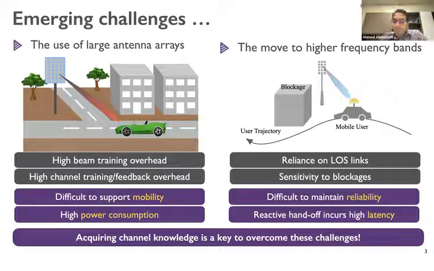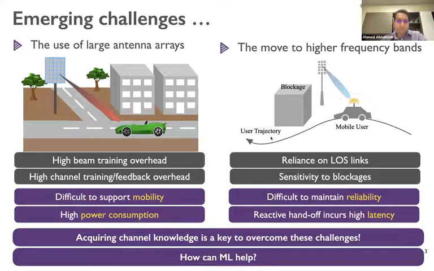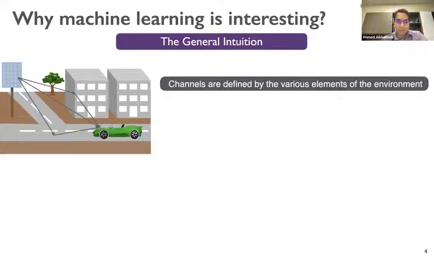So acquiring channel knowledge for free or with low training overhead is a key way to overcome these challenges. And here comes, I think, the key motivation for machine learning. How can machine learning help in this low overhead channel acquisition?